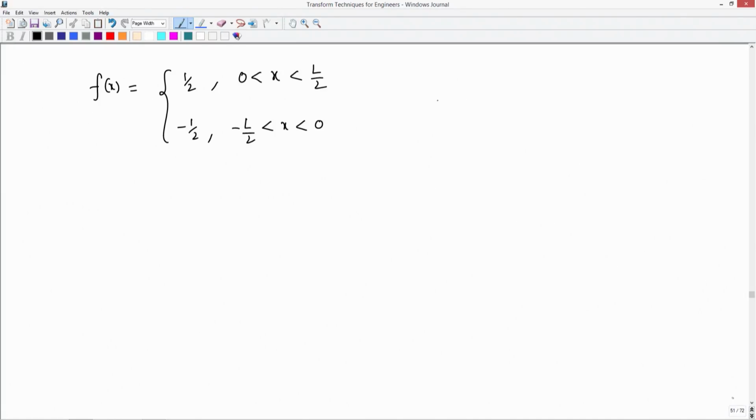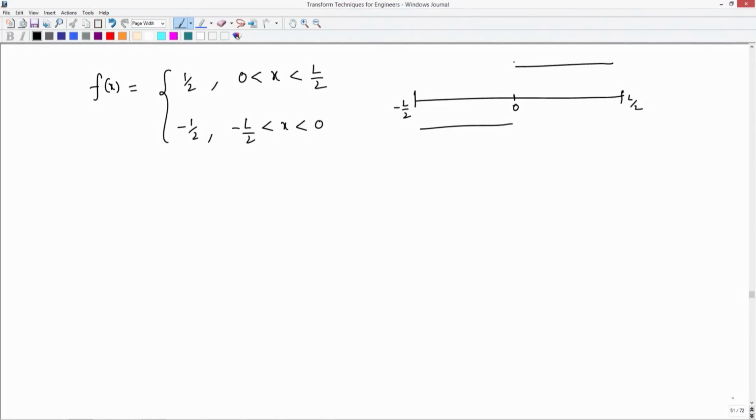So, it looks like you have a positive side and a negative side: minus half on the negative side and positive half on the positive side. At 0 you have a discontinuous point, and the function runs from minus L by 2 to L by 2. Such a function, as we have already explained, is a piecewise differentiable function, as normal signals built from elementary functions always are. That means it has a derivative which is continuous, and differentiable except at finitely many points.